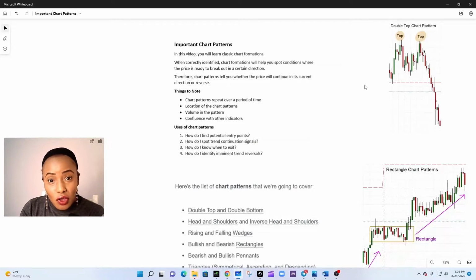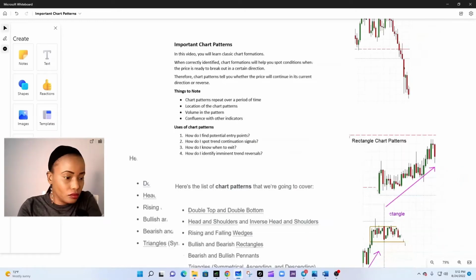Today, you are going to learn about classic chart pattern formation. Chart pattern formation in the market helps you spot where the price is and will tell you whether the price is going to continue in the current direction or reverse. Let's see, as a Forex trader, what do you do when you spot a chart pattern formation?